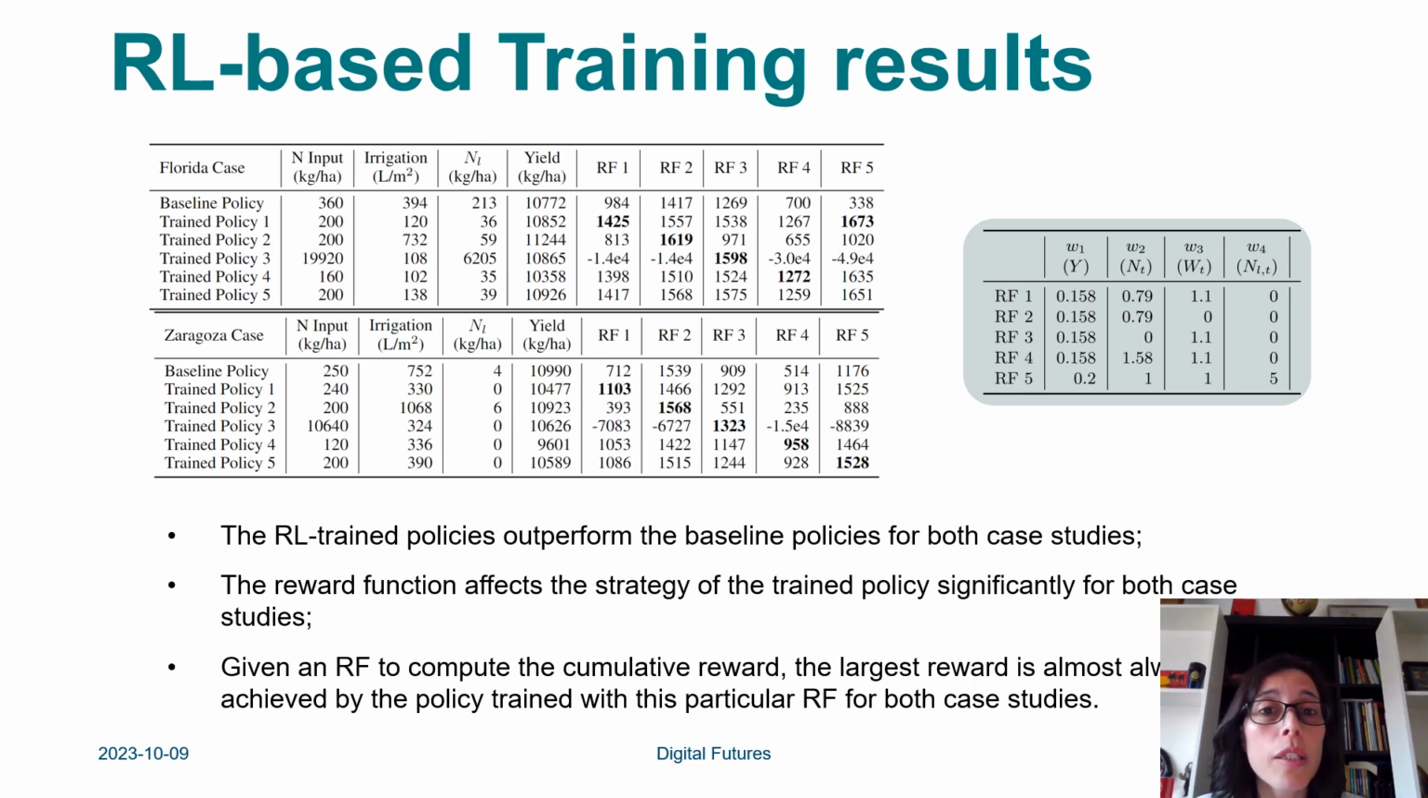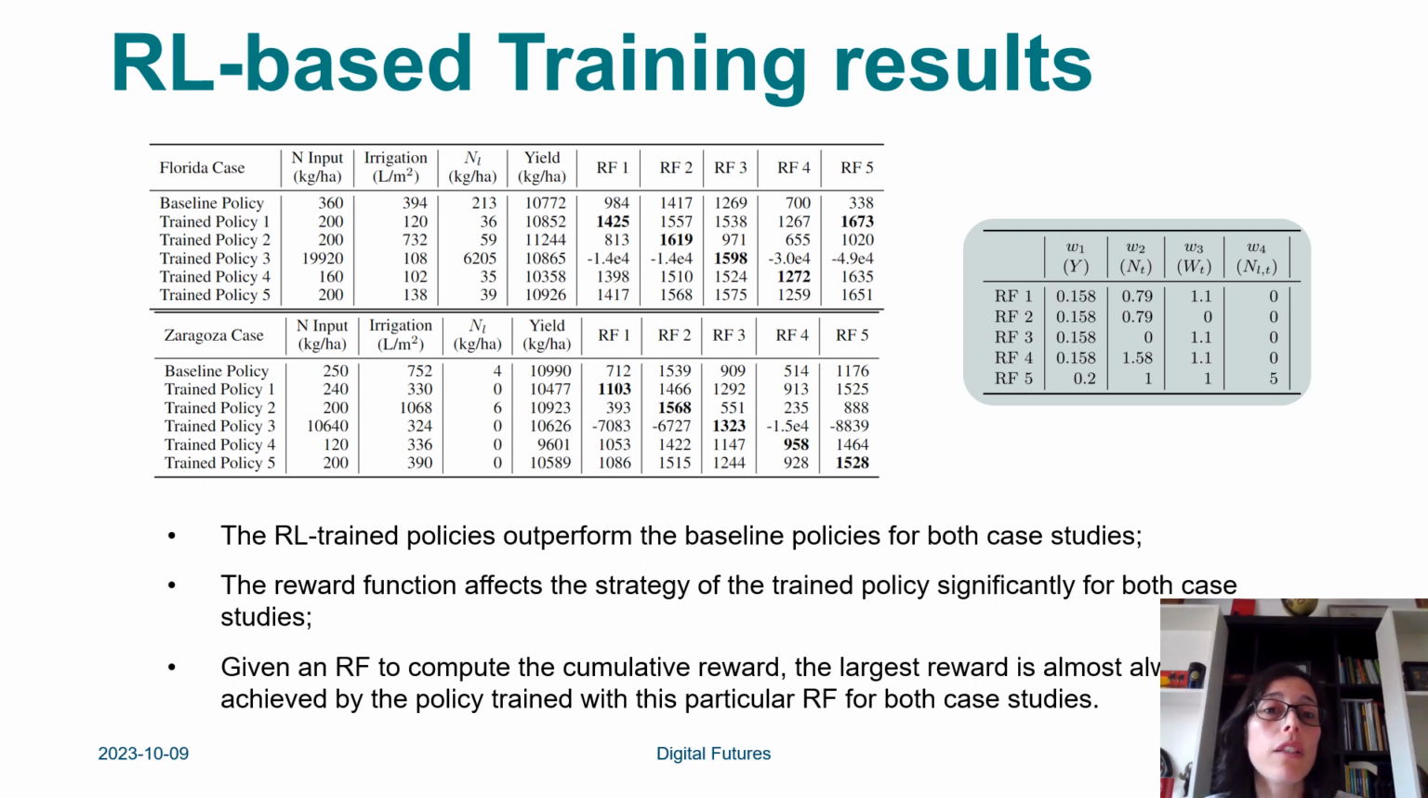The table on the left shows the amount of fertilization, irrigation, and nitrate leaching, as well as yield, following each policy, and their corresponding calculated cumulative reward using each reward function design. The results of all the trained policies under full observation show that the reward function affects the strategy of the trained policy significantly for both cases in Florida and Spain.